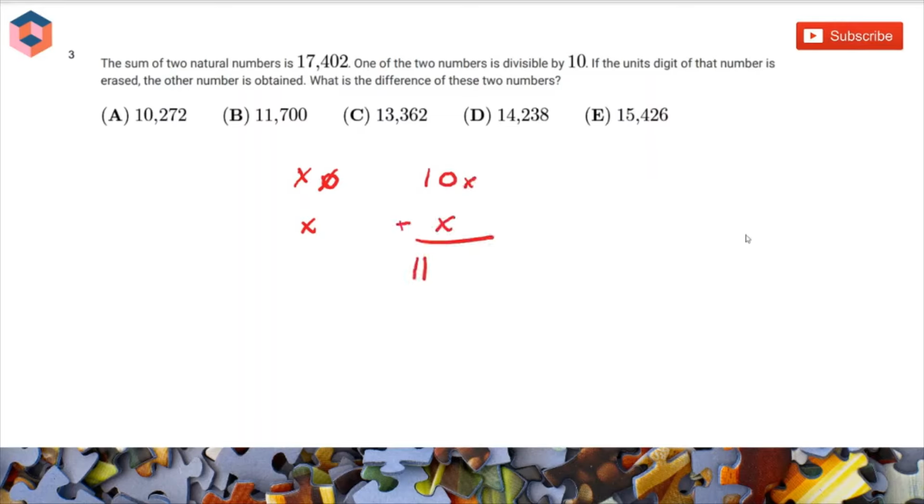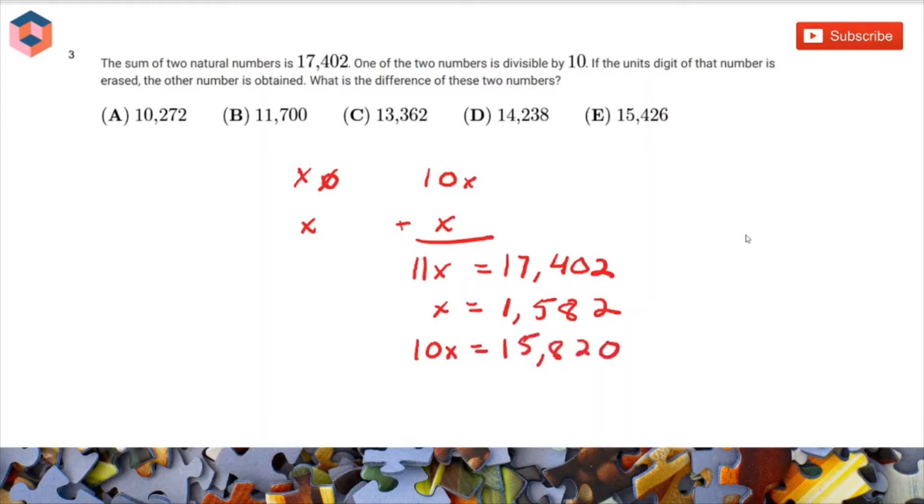Adding this up, we get 11x. Now this is equal to 17,402, which the problem tells us. Dividing both sides by 11 to isolate the x, we get 1,582. Multiplying by 10 to find our bigger number, we get 15,820. Let's now subtract 1,582 from this. We get 10 minus 2, 12 minus 8, 8 minus 5, and 15 minus 1, which gives us 14,238.